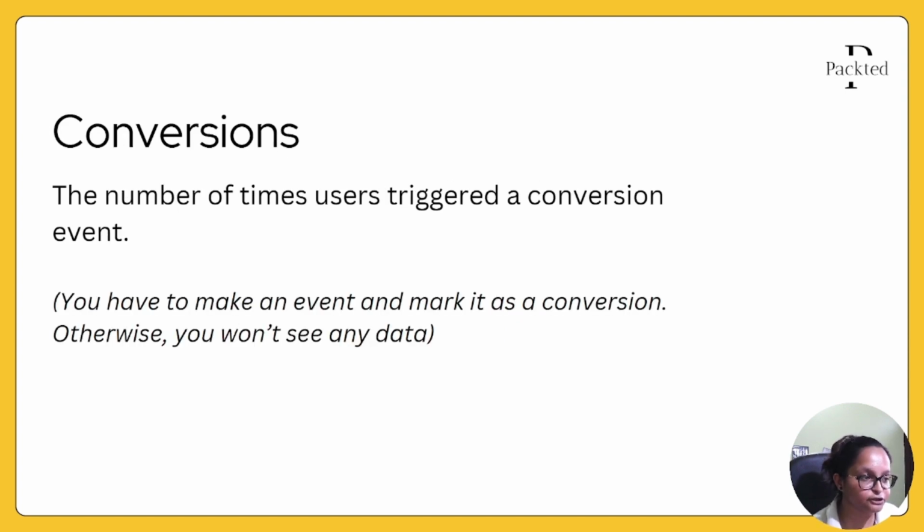The next is conversions. Conversions is the number of times users triggered a conversion event. For conversions to populate in this report or any other report, you have to make an event and mark it as a conversion. You can also take the existing events and mark them as conversions. If you want to track custom events, you can make custom events and then mark those custom events as conversions, and then it will show the data for these conversions in your reports.